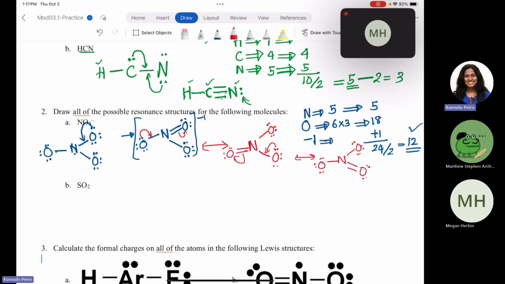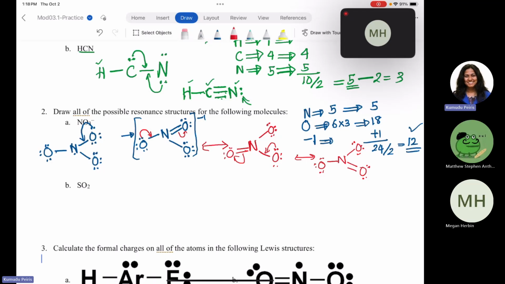Yeah. So keep that in mind. When you draw the resonance structures, you will not break any sigma bonds. You do not break any sigma bonds. You will only break the pi bonds, right? And also you can only move the pi bonds and the lone pairs when you draw the resonance structures. Right.